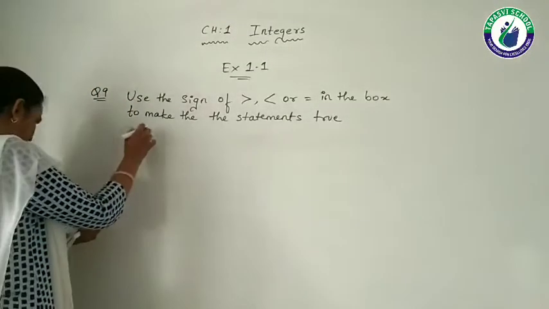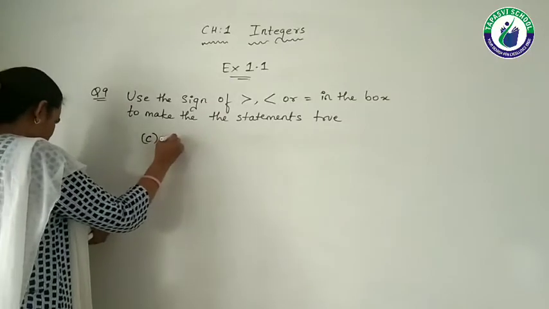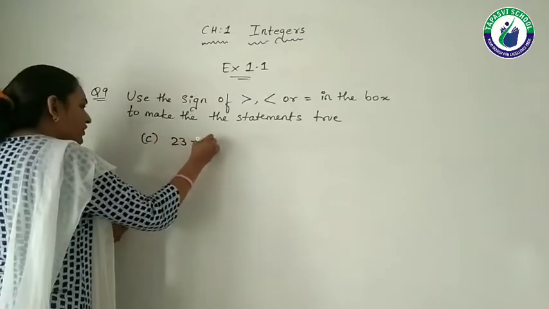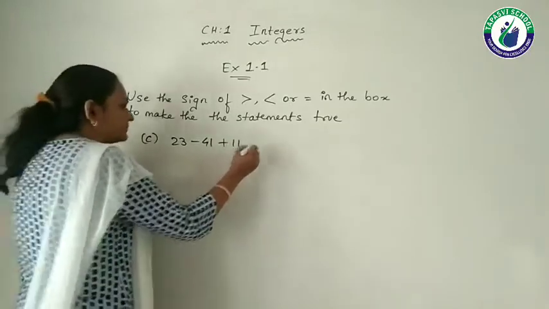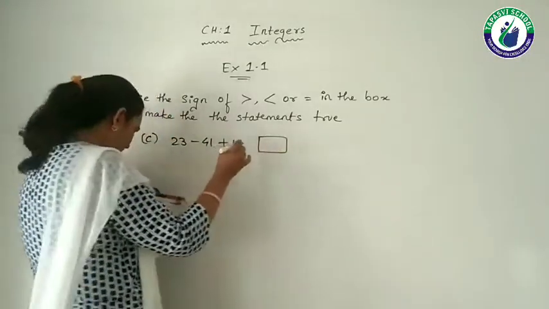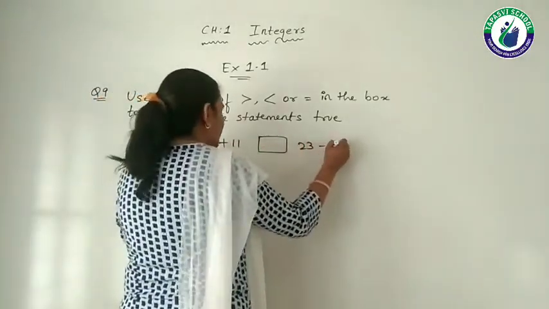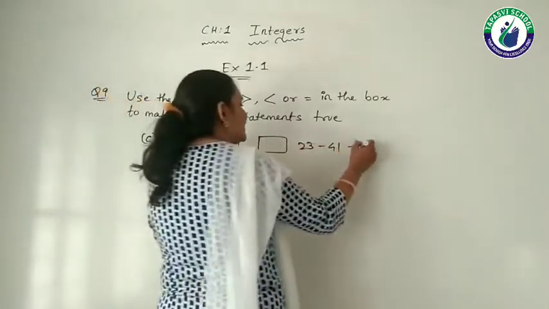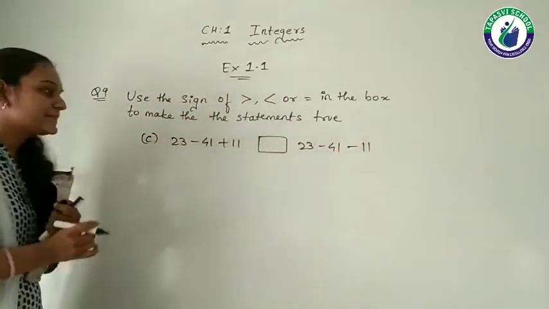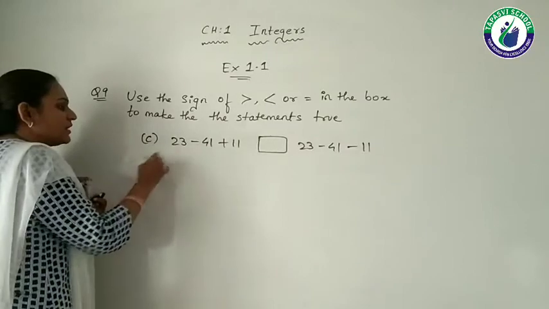Third question. 23 minus 41 plus 11 compared with 23 minus 41 minus 11. Right? So let's begin to solve it.